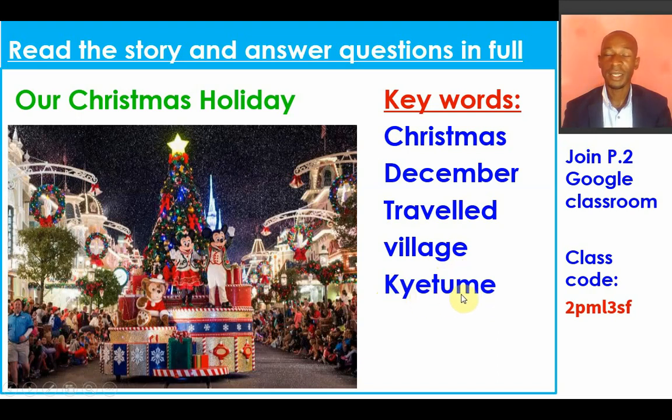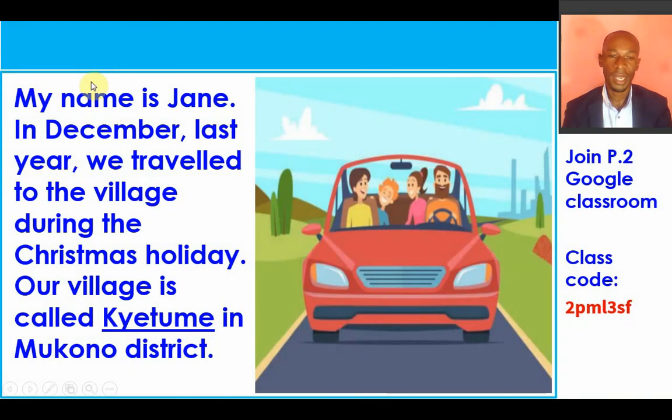Next, we look at this name of a certain village. The name is Chetume. Chetume. This is a village. Then where is it found? That is Mukono. Mukono is a district. Mukono district. So this is where we find Chetume village. It is in Mukono district. Now let us get to the story here.